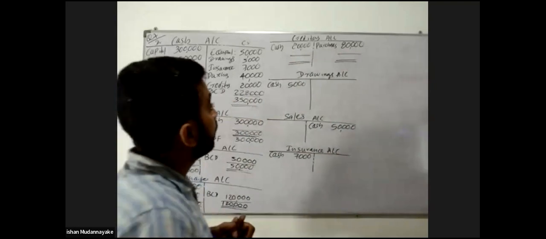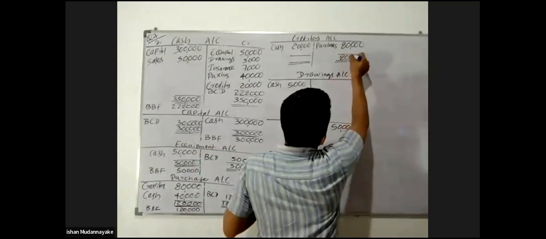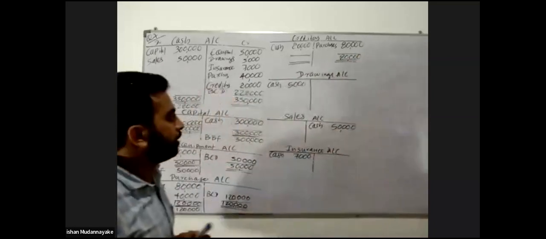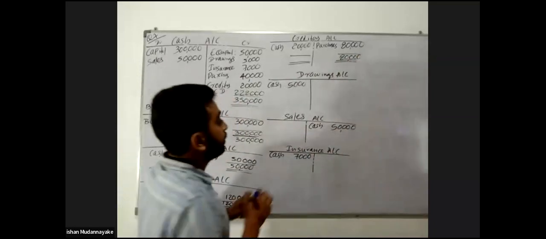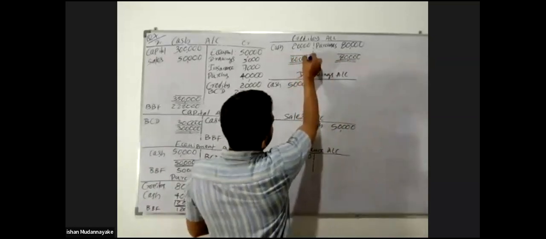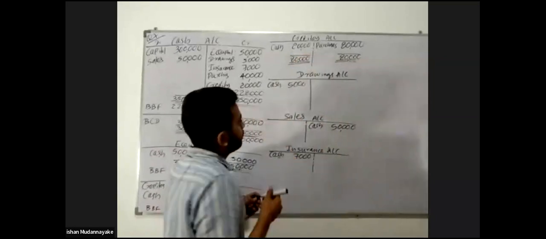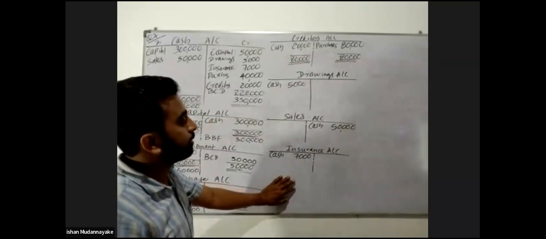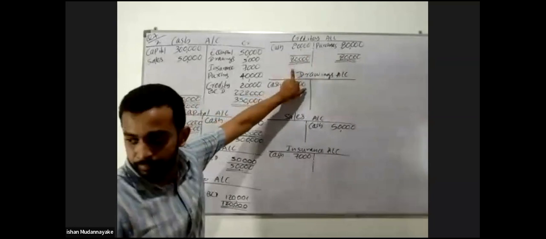Here, the higher side in the creditors account is the credit side, 80,000. And then transfer this higher side total to the debit side, 80,000. Total liability, higher side, credit side, 80,000, transfer to debit side, 80,000.